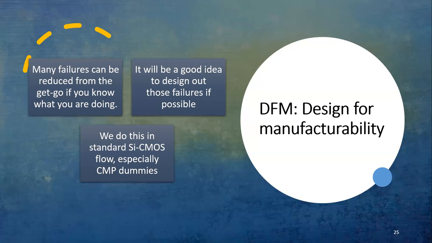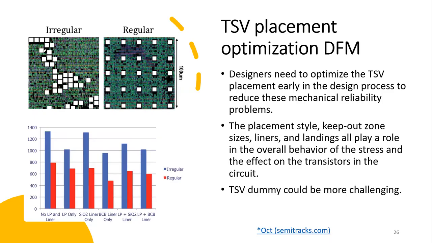People try to do that, so I could avoid a pattern like this. I want a pattern that looks regular. The TSV pattern has to be as regular as possible. You don't want, because of your circuit design, some weird design that ends up like this. All right, these are a no-no. You want it to be regular, repeated by itself in a constant manner. This is called TSV placement, early in the design phase. Then you could reduce the mechanical reliability problem later on.